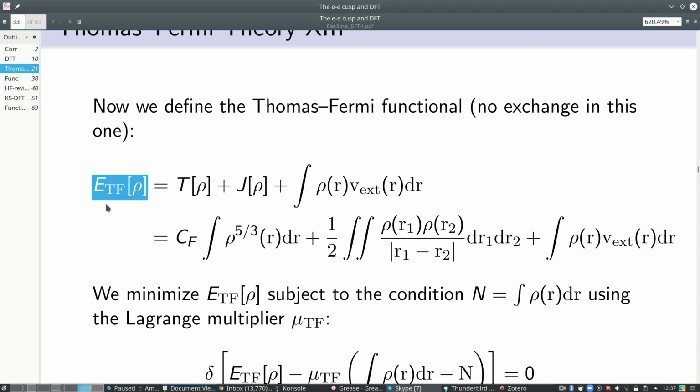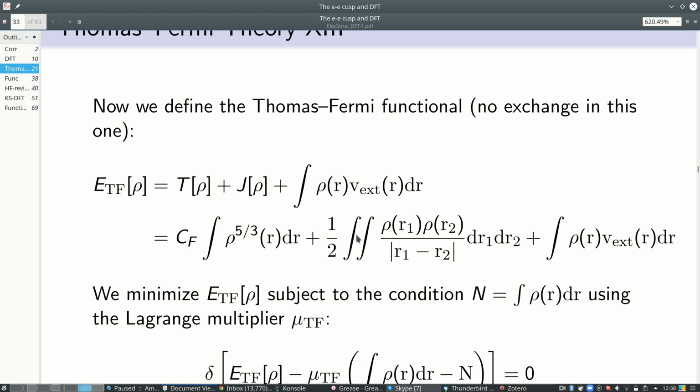It is a functional of the density. It's written in terms of a kinetic energy part, T of rho, an electron part, J of rho, and the external potential given by this integral over the density times the external potential, which is our electron nuclear interactions. T of rho is written as a constant times the integral of the density to the 5/3 integrated over all space. The electron term is simply the classical electron Coulomb interaction.